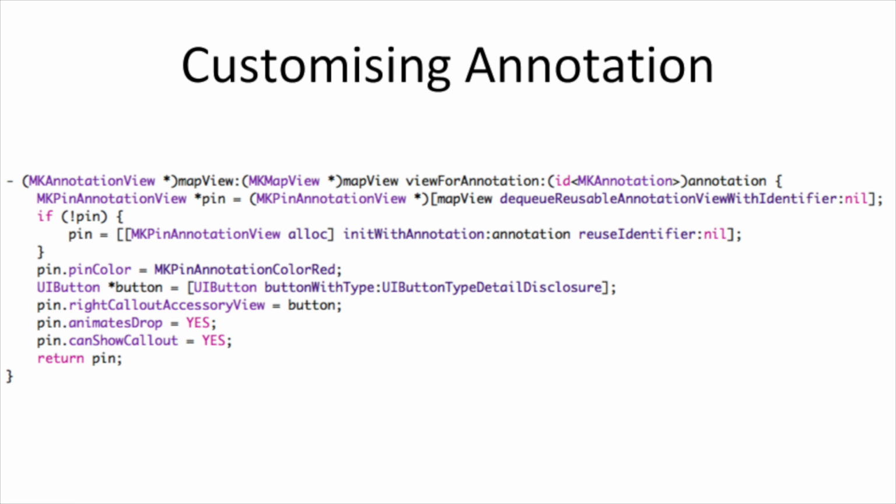Pin.animatesDrop. You've seen it, haven't you, where the pins drop onto the map, pin in the map. That's just a yes or no. canShowCallout means there is a popover little bubble. Yeah, an annotation that pops out. That can be yes or no. Return pin. That's it. That's all you have to do to create your annotation objects.